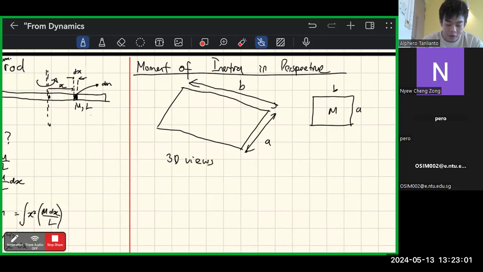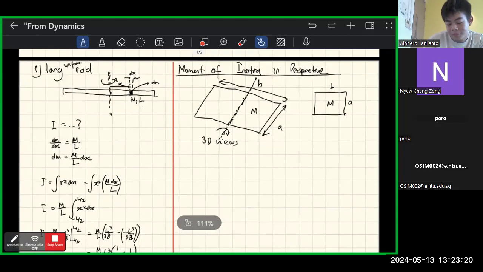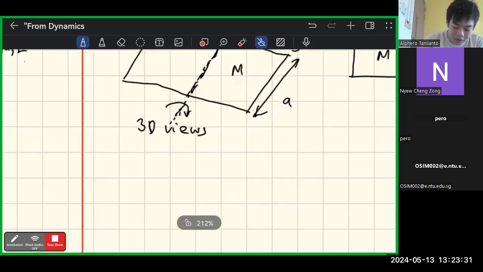Let me ask, if we want to rotate this rod in the middle, with reference to this line, so we rotate this rod around this line, what is the moment of inertia of this rod? Okay, if we want to do this, we can just see the rod in the view of the reference line. So this is the reference line.